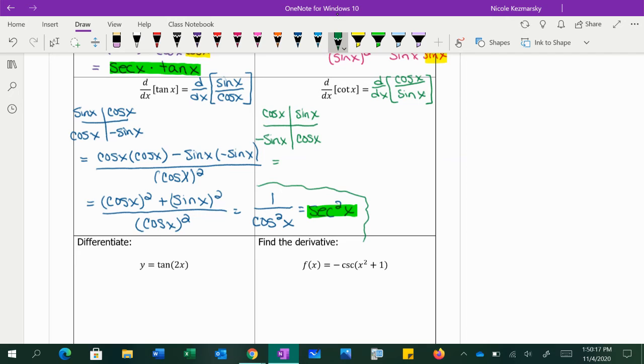So we're going to say negative sine of x times sine of x minus cosine of x times cosine of x, all over sine of x squared.